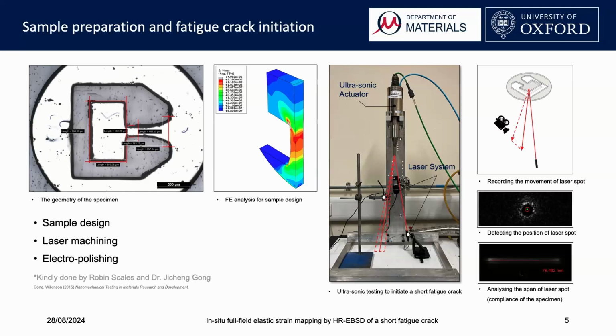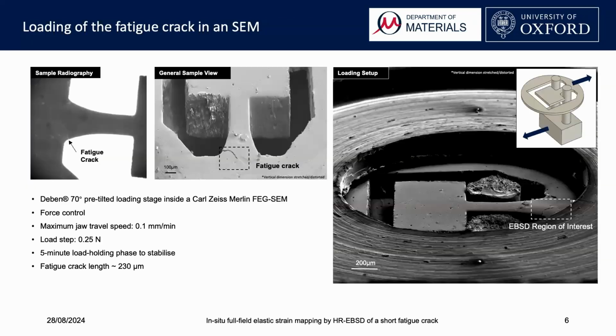20 kilohertz. A laser system was directed on the sample surface, and a camera monitors the movement of the laser spot. By analyzing the span of the laser spot, the fatigue crack can be detected as soon as it initiates and changes the compliance of the sample. So this is a powerful method to generate small samples for mechanical testing.